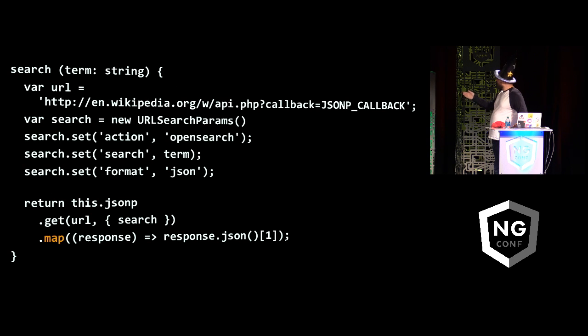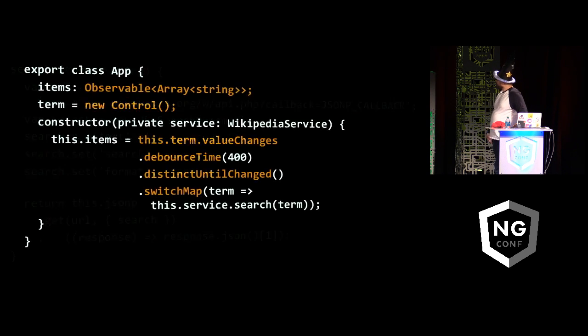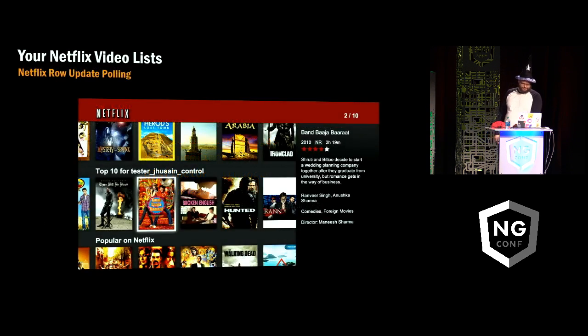Since search is nothing more than an observable, we can say get and then map. And then here, we can do our Wikipedia thing, which is value changes for that particular term or that control, distinct until changed, and then switch map.